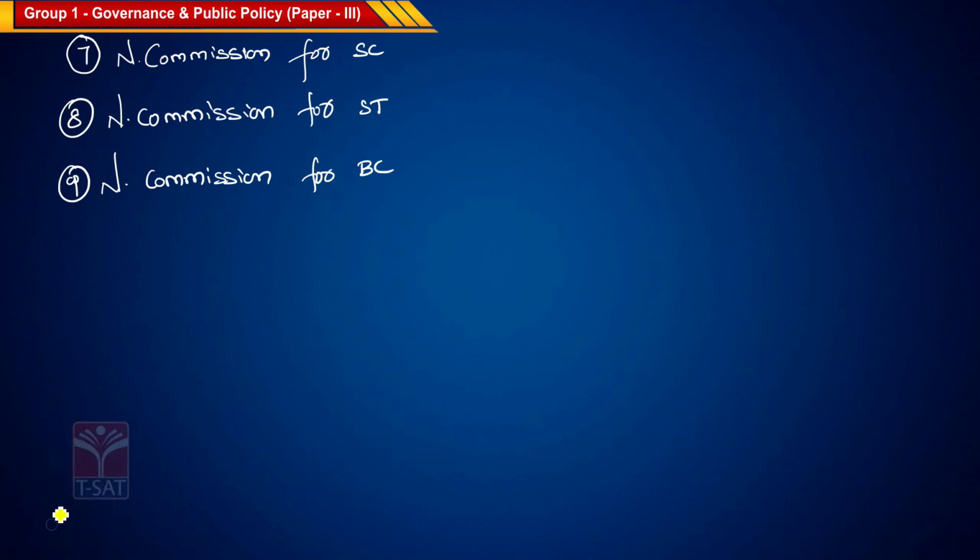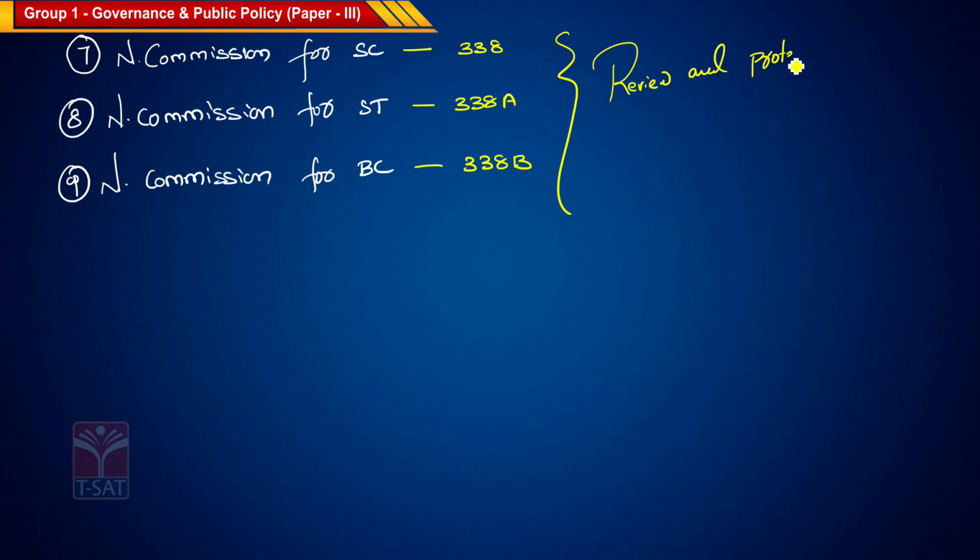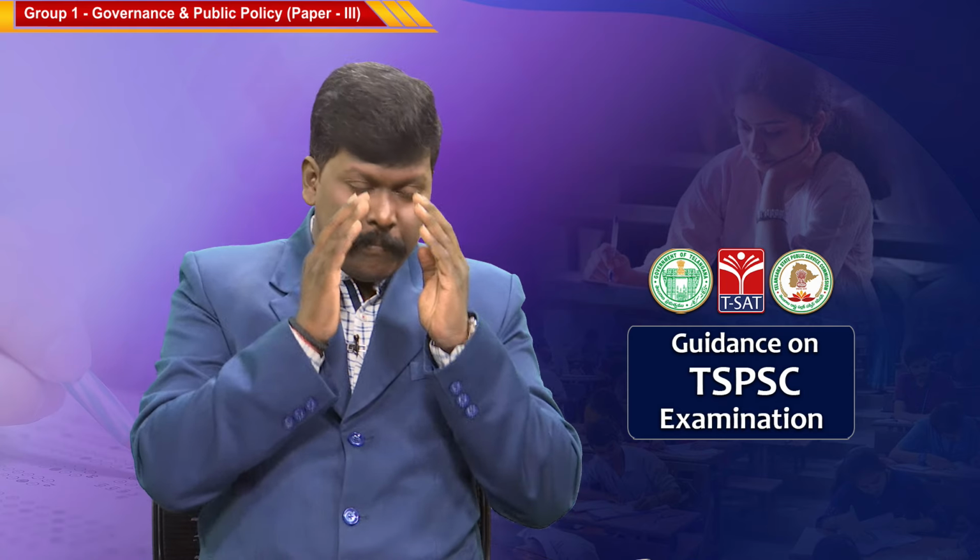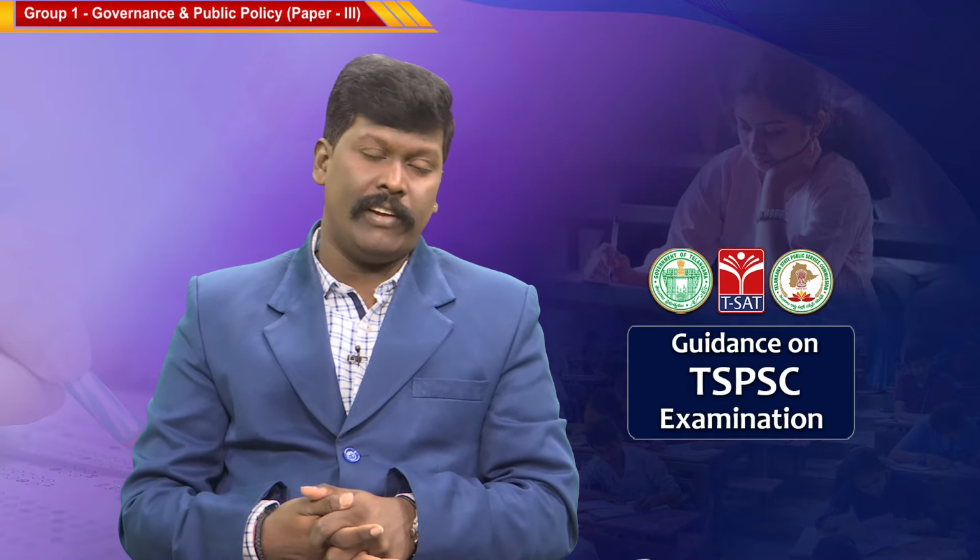What do they do, sir? Or according to which article are they established? Article 338, Article 338A, and Article 338B. And the major function of these commissions is to review and protect the interest of SCs, STs and BCs in India. These are the top major important constitutional bodies we have in India.